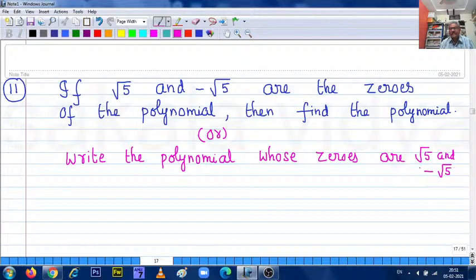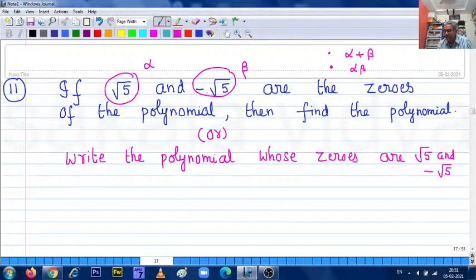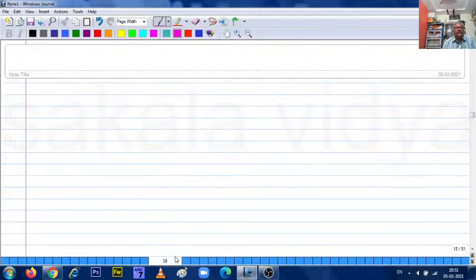That means if zeros of the polynomial are given, how to find out the polynomial? That's a quadratic polynomial only. We need to find out. Okay, how to find out means, say this is alpha, this is beta. So first find alpha plus beta, next find alpha beta. First find the sum, first find the product. Next we have the formula. I'll give the formula to you. Don't worry.